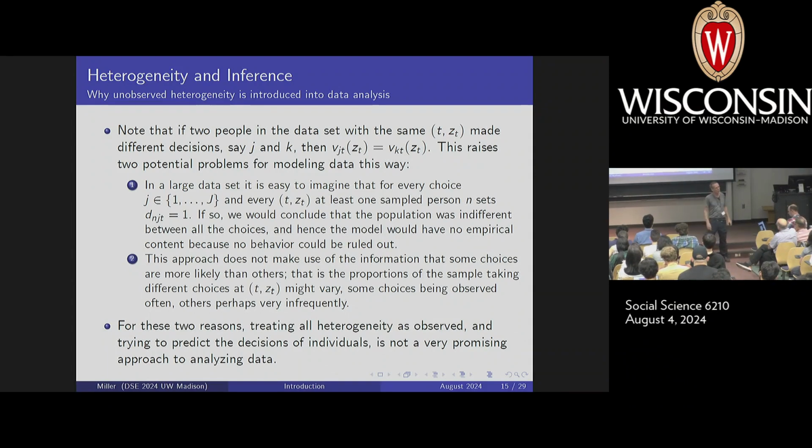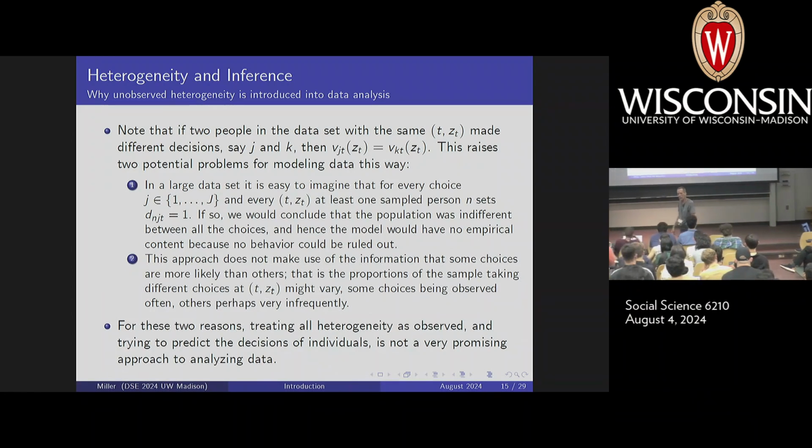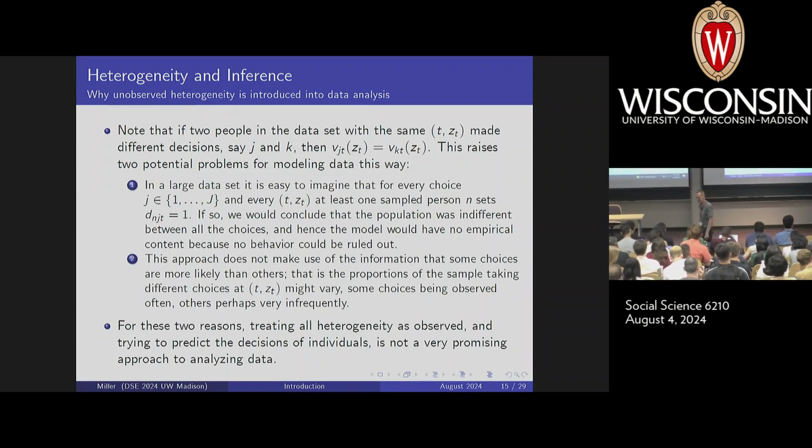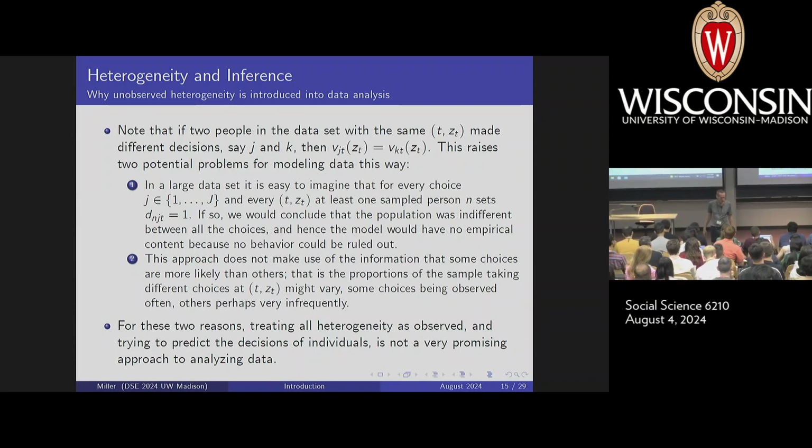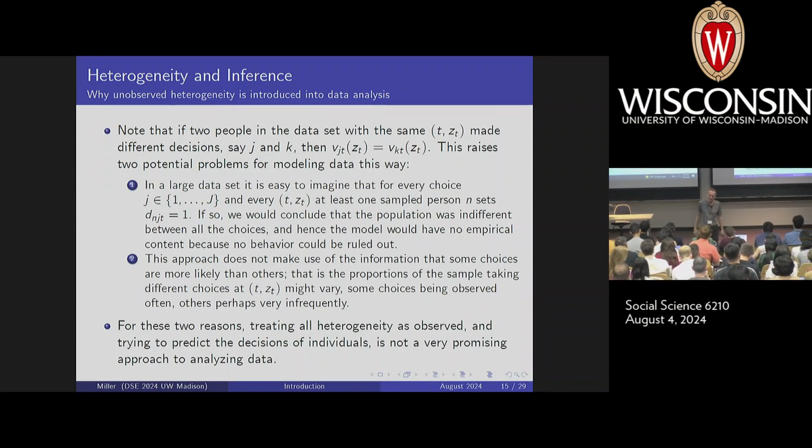So the reason why we introduce unobserved heterogeneity is not to be more general. The reason why we introduce unobserved heterogeneity is because we have to. Otherwise, we'd have no empirical content. That's the reason why unobserved heterogeneity is in there.